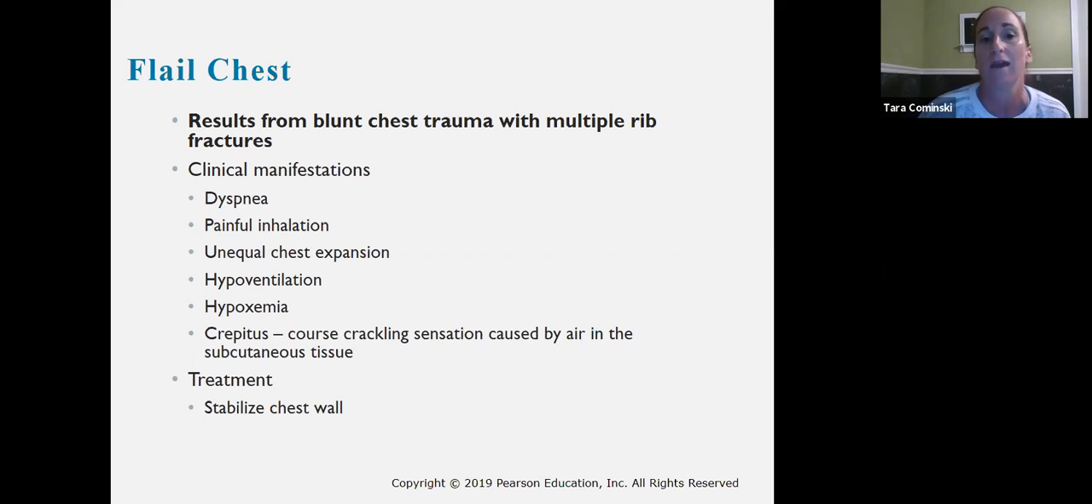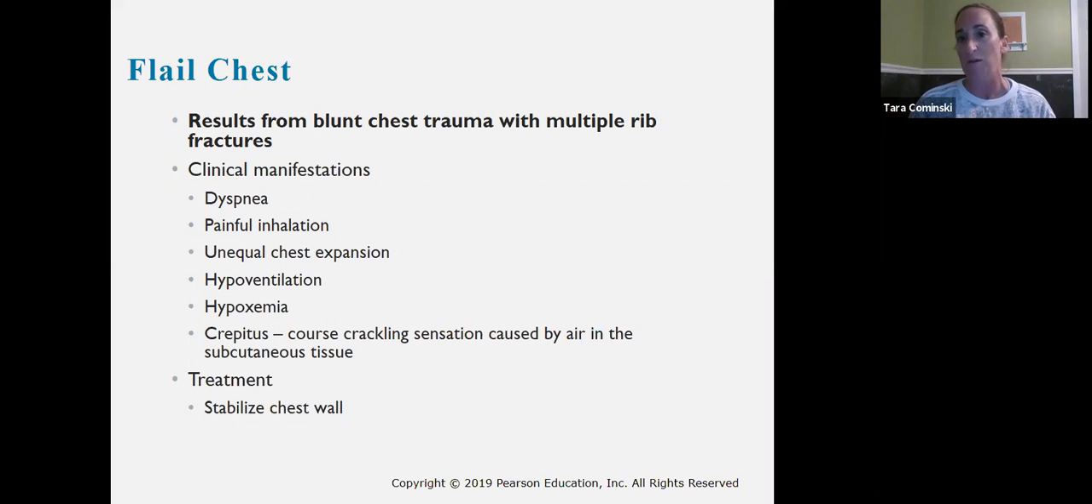Okay, clinical manifestations: dyspnea, painful inhalation. Why? Because you've got ribs that are potentially moving around and can be sticking into things. Unequal chest expansion, because you're going to have broken ribs and some compromise wherever the injury occurred. It can lead to hypoventilation, hypoxemia. Here, this is the crackling sensation that you can hear, caused by air getting where it shouldn't be, okay? Super important that you stabilize that chest wall, okay?